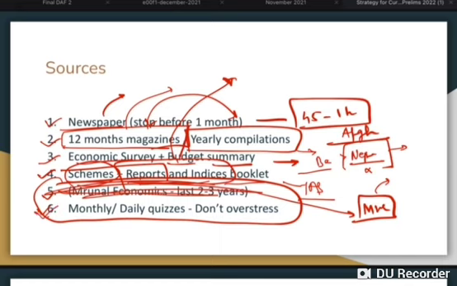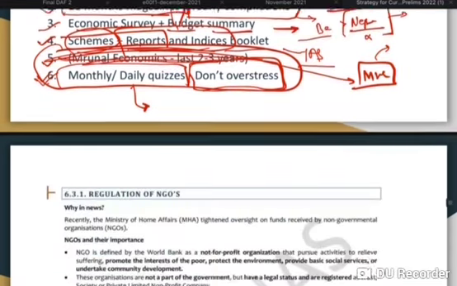And the last is monthly quizzes. Now you should not overstress about them, but if you have time and if you like to solve questions, then these tests or monthly quizzes from various websites can be very beneficial because they not only cover current affairs but the issue behind them. So if there is a current affairs scheme going on, then they might cover the ministry, the question about the ministry and questions about various departments that are implementing these schemes.